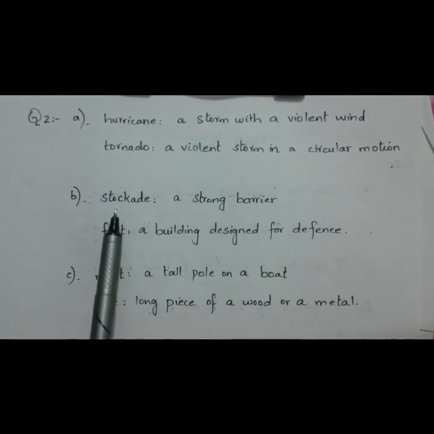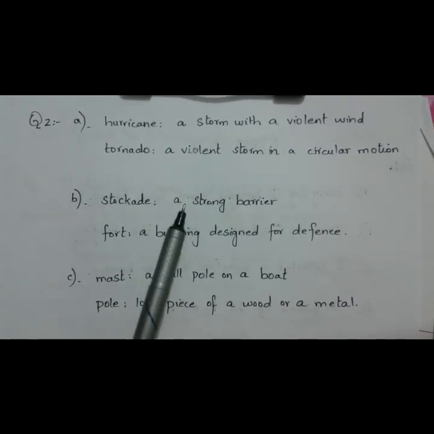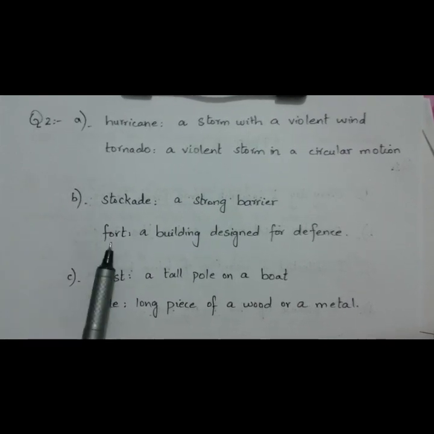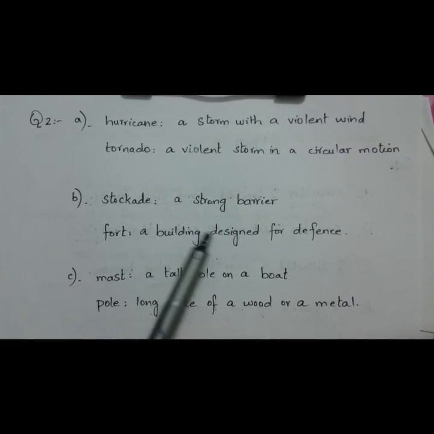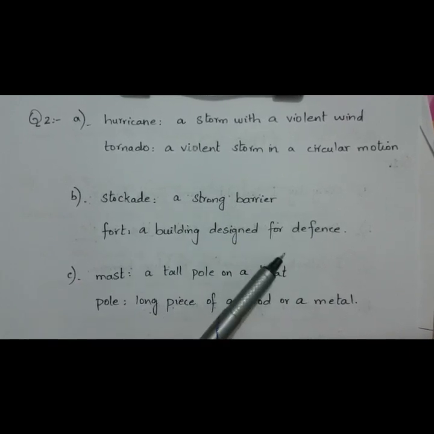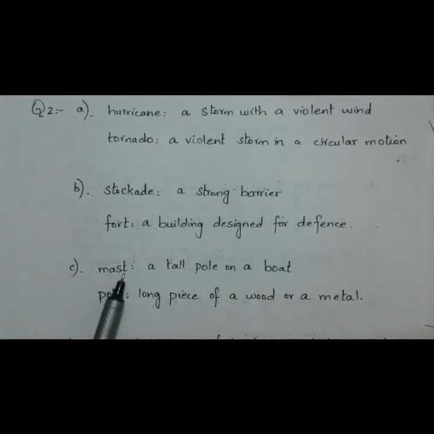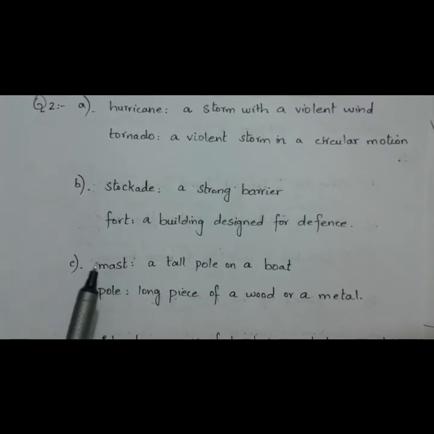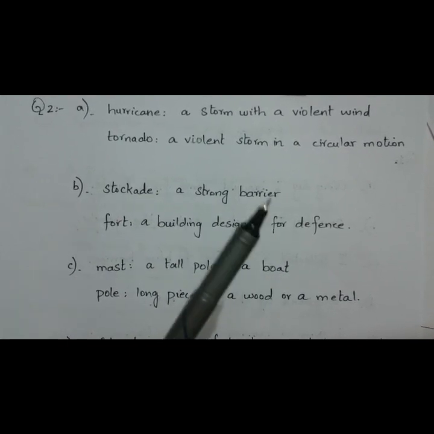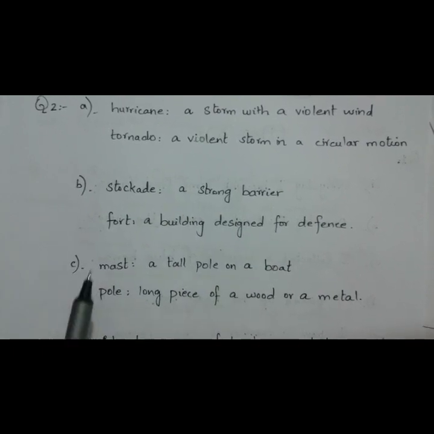The third one was stockade. What's a stockade? It's a strong barrier or a kind of wooden fence. The fourth one is fort. What's a fort? It's a building which is usually designed for defense, or which is usually designed to be defended against the enemy. The next one was mast. What's a mast? It's a tall pole on the boat. It's usually in the middle of the boat, which is used for sailing the boat from one place to another.